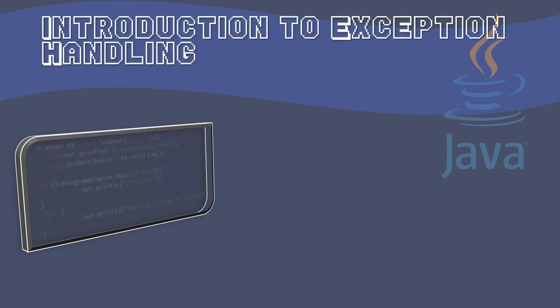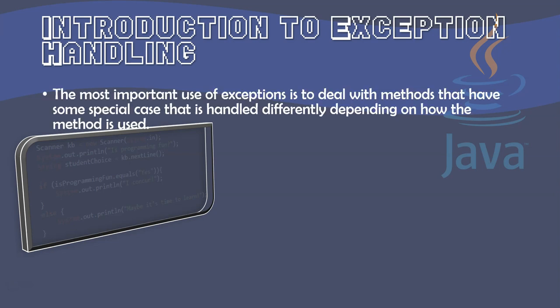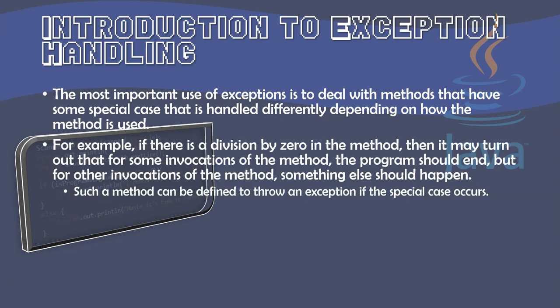So let's go ahead and look at an introduction to exception handling. The most important use of exceptions, therefore, is to deal with methods that have some special case that is handled differently depending on how the method is used. For example, if there is a possibility of having division by zero in a method, then it may turn out that for some invocations of the method, the program should end, but for other invocations, we want something else to happen. Such a method could be defined to throw an exception if that special case occurs.